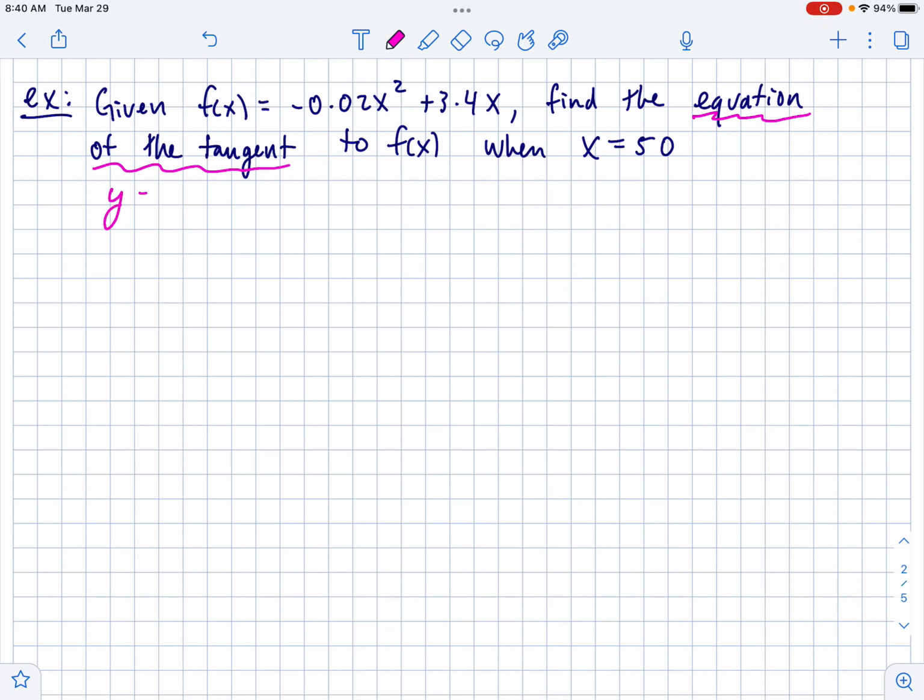Okay, you guys, here's the deal. If we're going to find the equation of a tangent, the equation of a tangent is y equals mx plus b. The m is going to come from the slope. The m is the slope, and it's going to come from the slope machine, aka the derivative. So first step with any of these problems is find the derivative.